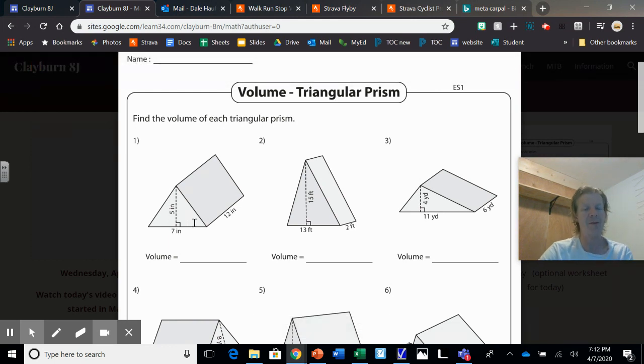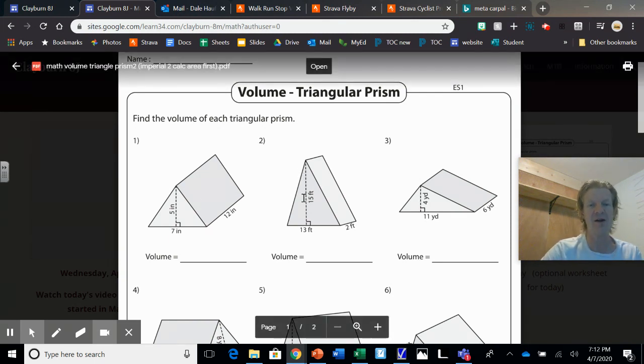And if you remember from way back before spring break, area of a triangle is base times height divided by 2. So it's going to be 7 times 5 divided by 2. So 35 divided by 2. I think that's 17.5. I think that's right. 13 times 15 divided by 2. And that's going to give you the area of the triangle.